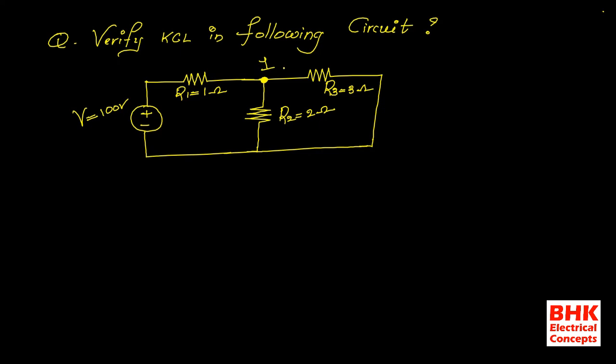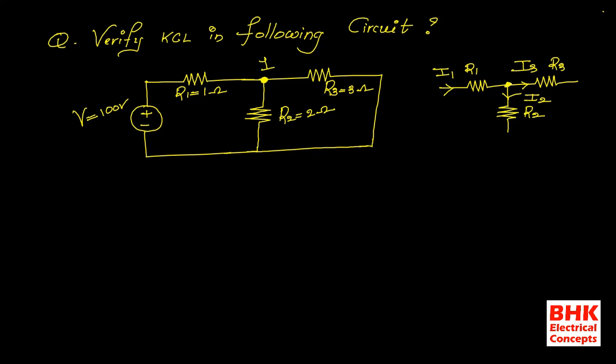If you want to verify Kirchhoff's current law, first you need to know the definition of KCL. What is the definition of KCL? It states that at any junction point, the sum of incoming currents must be equal to the sum of outgoing currents. For example, this is the node we have, and for this node we have three resistors connected like this: this is R1, this one is R2, and this one is R3. The current flowing through R1 is I1, through R2 is I2, and through R3 is I3.